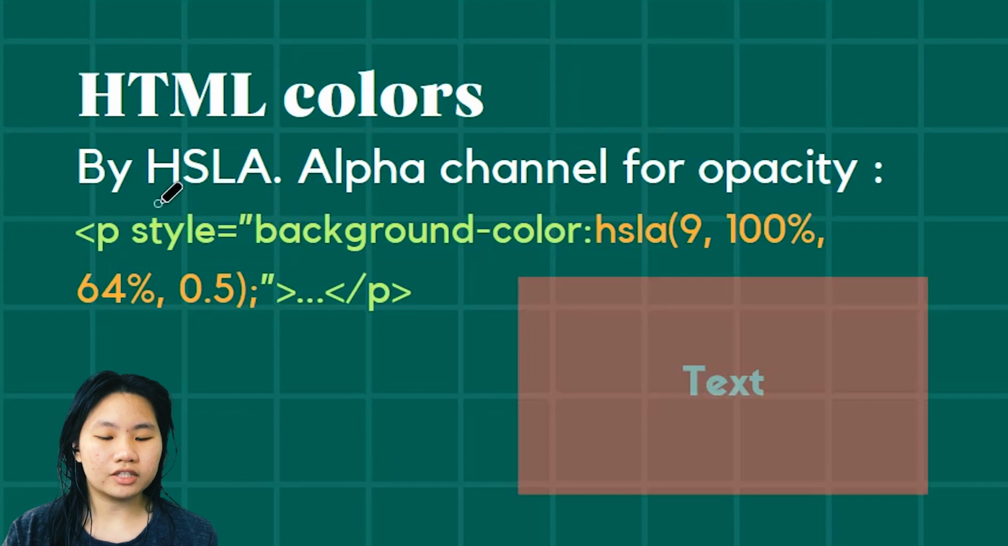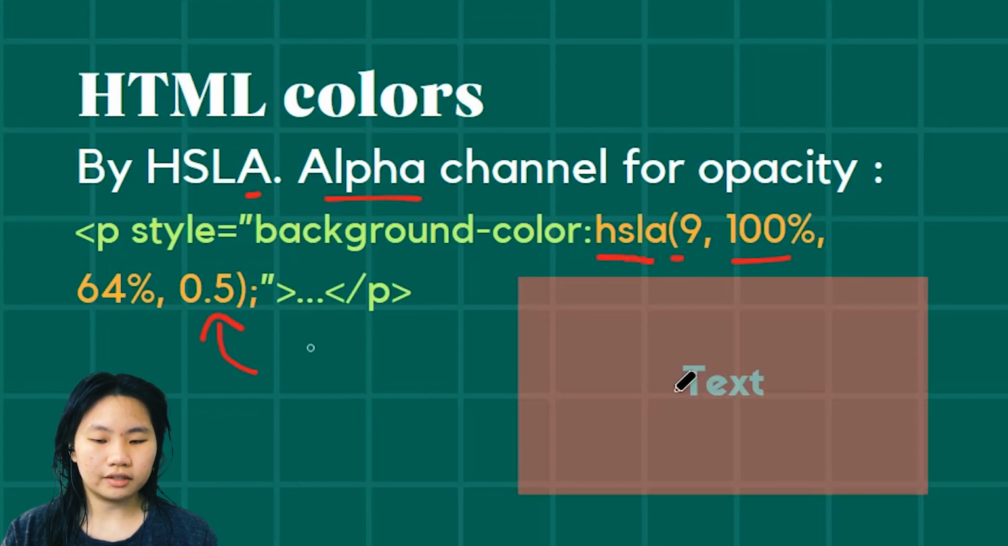Next up we have HSLA. Once again, A is for alpha. And you can do it exactly the same way as RGBA. You write HSLA here with parentheses, the values, and the opacity here.